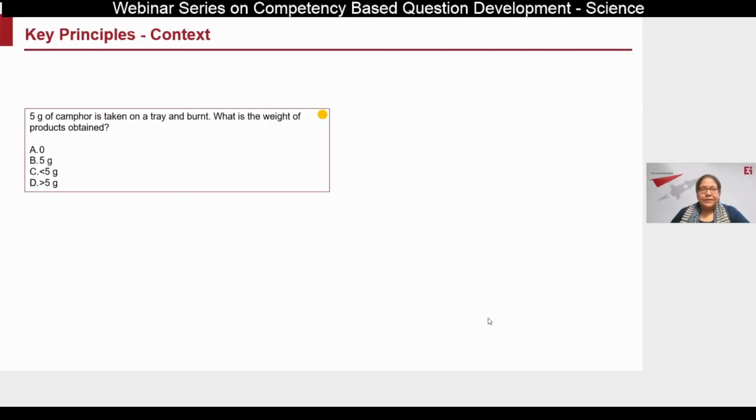5 grams of camphor is taken on a tray and burned. What is the weight of the product? When we are using the term product, we are not very clear about what product we are talking about. So maybe you can give me more clarity on this. Yes, very valid points, right? It says product but doesn't say which product: the product that is left over as solid, or the product that got evaporated due to sublimation.